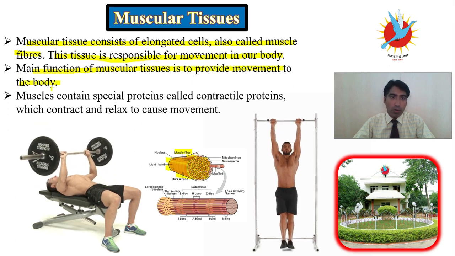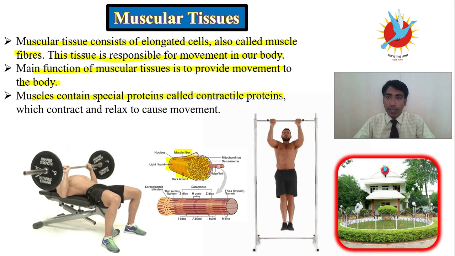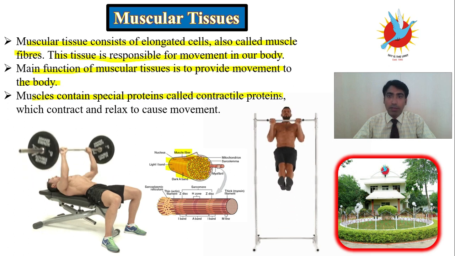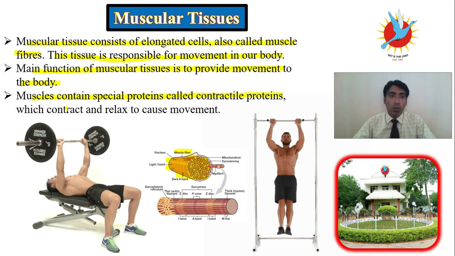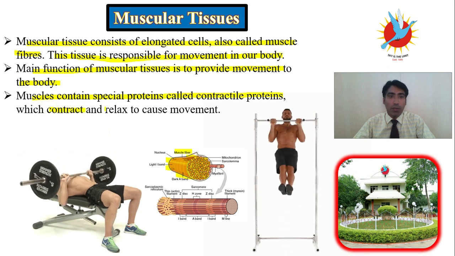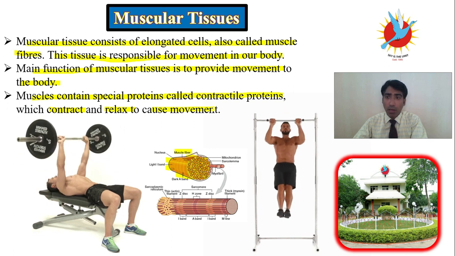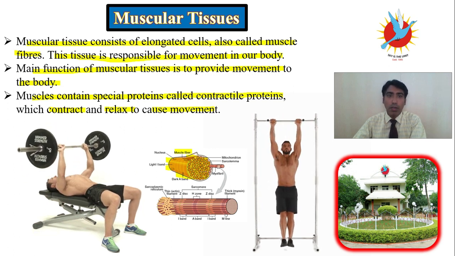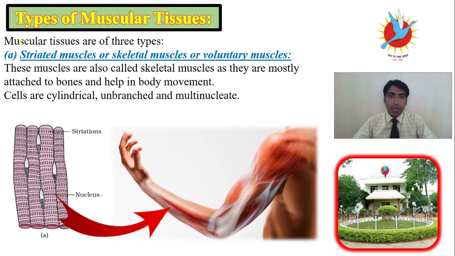As you already know, muscles contain a special protein called the contractile protein. Do you know the function of this type of protein? This contractile protein helps in the contraction and relaxation of the muscle which causes the movement. Let us know some more points about the muscular tissue. Muscular tissues are of three types. One by one we will discuss each and every type.